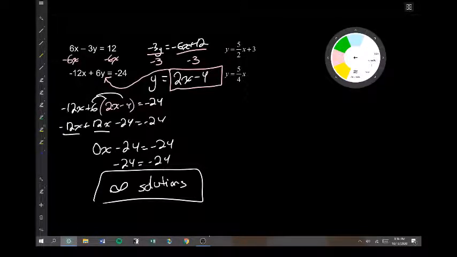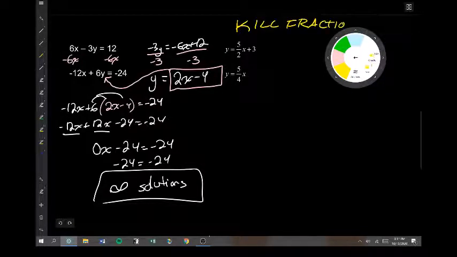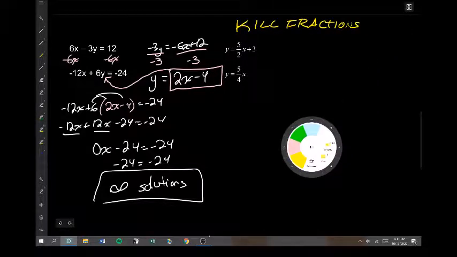Okay? Infinite solutions, handle your negatives. That's what we're talking about here. All right, now let's kill some fractions. Take out all your anger and frustration you've ever had with fractions by killing them. You can only do that when you have equations that involve them. But we're going to do some substitution here.